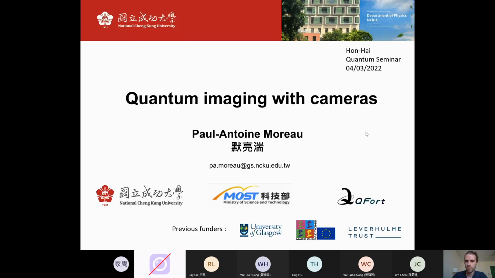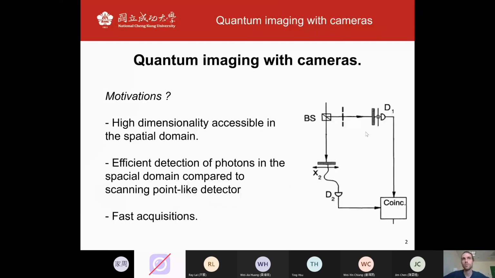And the second part will try to harness the very high dimensionality that we get in imaging to have potentially high dimensional realizations of quantum information protocols. It has not been done yet, at least not in a very efficient way. But certainly people have it in mind in this field.